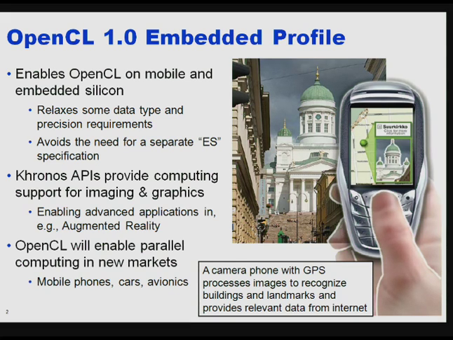Neil showed this slide already. OpenCL has this embedded profile. It's really a subset of the full specification, and it's a different choice than what was done with OpenGL. OpenGL ES, the embedded solution, is really a different API for that.